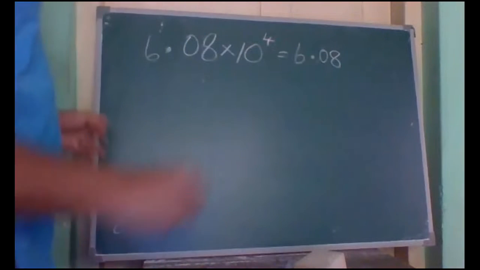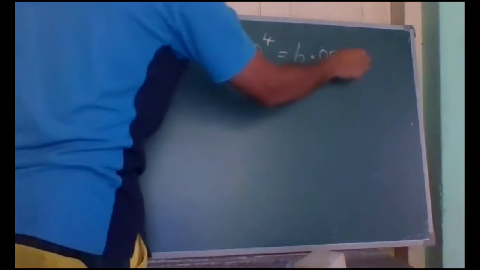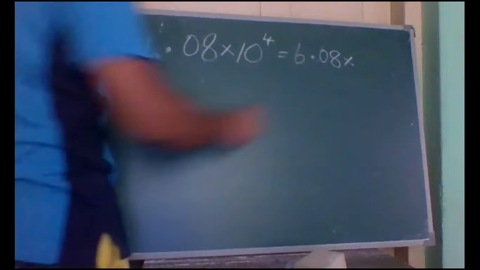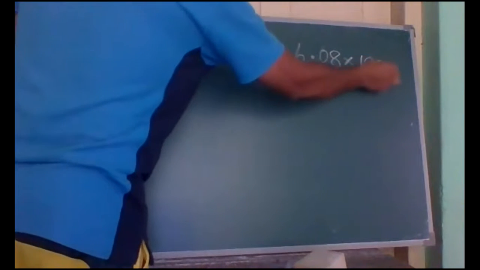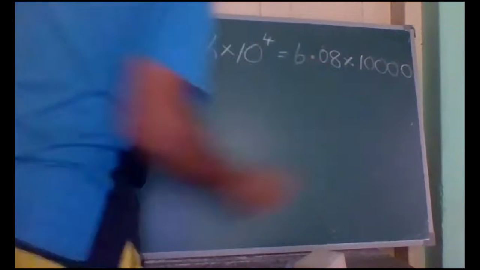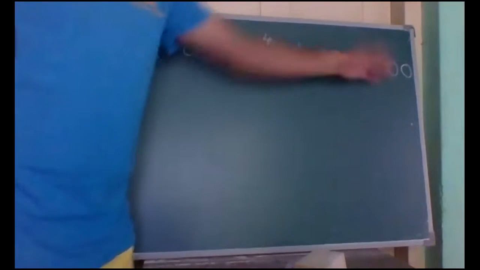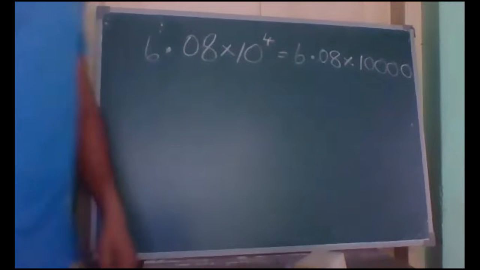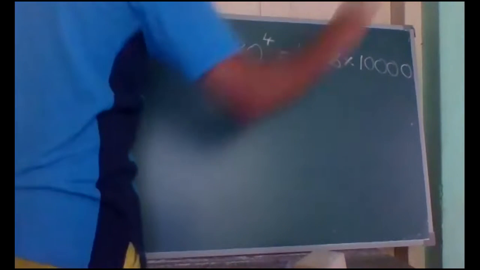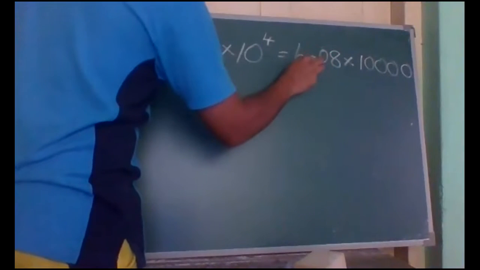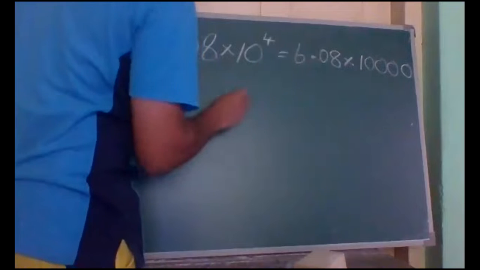Yes, look at the board. 10 to the power 4 means multiply by 10 to the power 4, what does that mean? How many zeros? 4 zeros. That means 10,000. The zeros are represented by the 4, right? So 4 zeros means count from here, add 4 zeros, right?